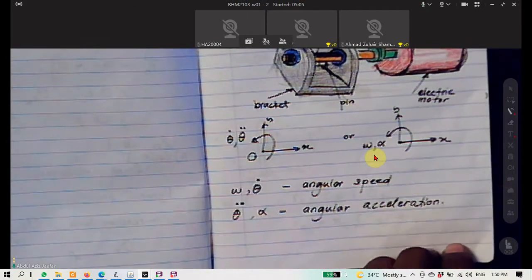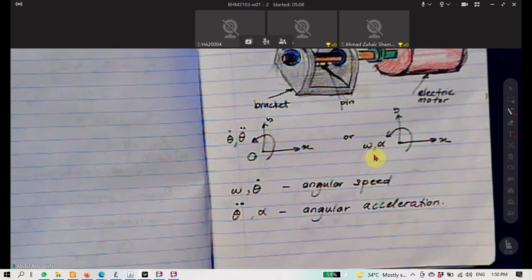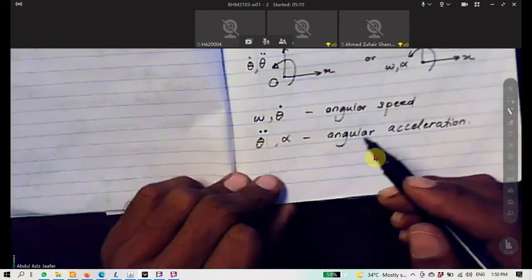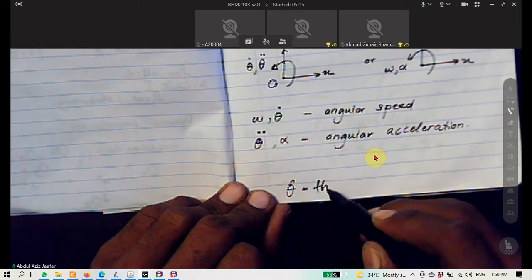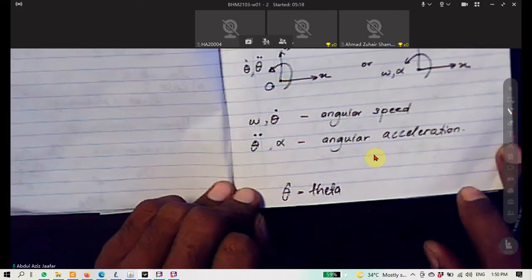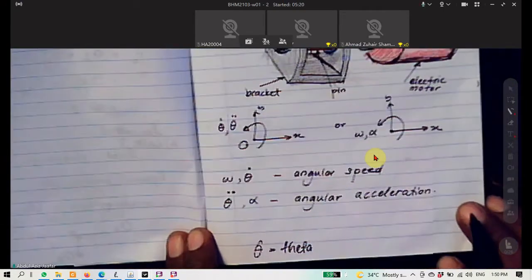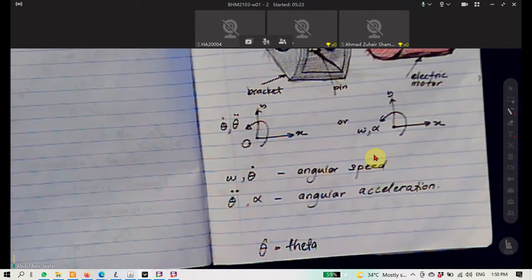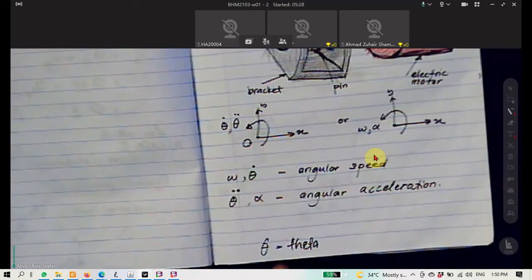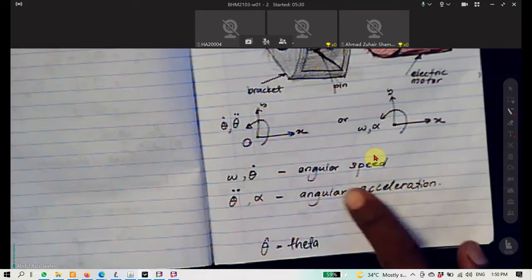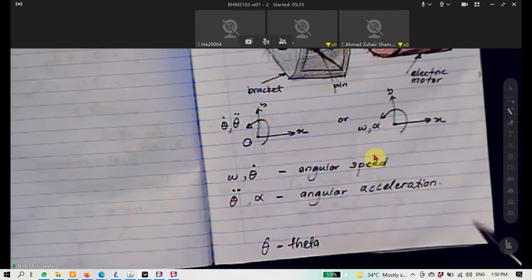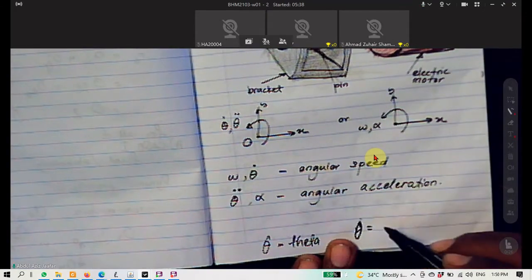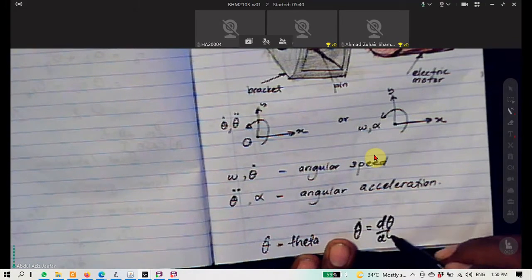This is the Greek letter theta. It is the symbol that normally we use to represent the angular position, and the time derivative of position will be the angular speed. You can use theta dot. This one represents d theta per dt.